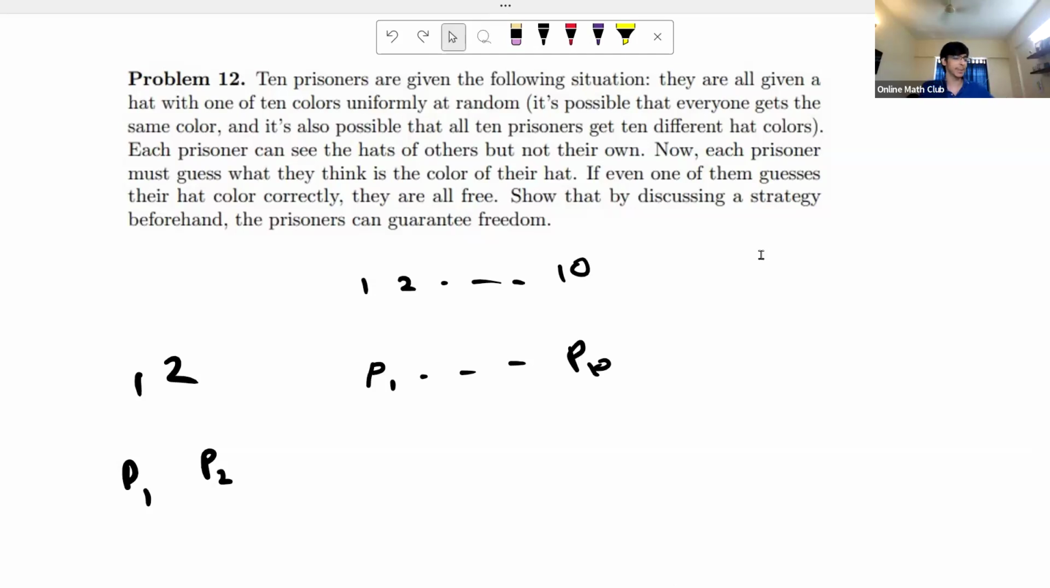Otherwise, person one can just guess person two's color, and then person two just knows that whatever person one says is my answer. So then yes, you could do it. But the point is that everyone has to guess simultaneously.